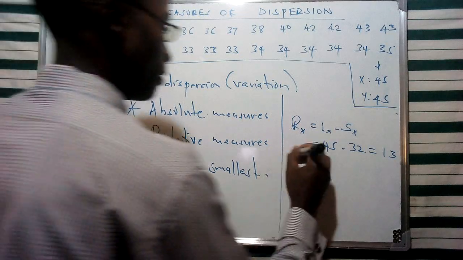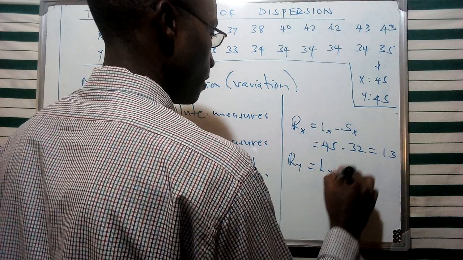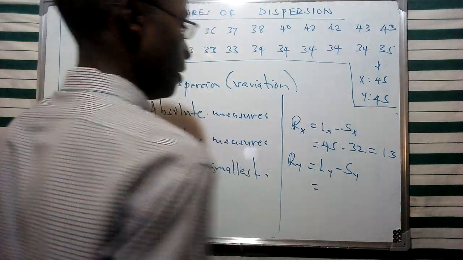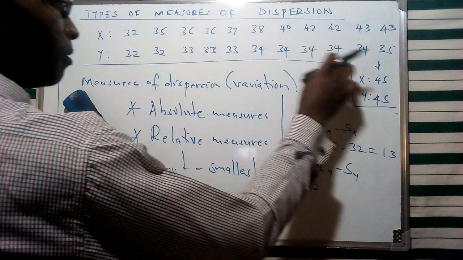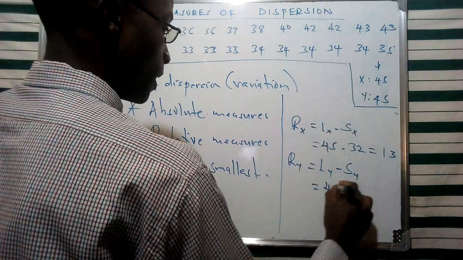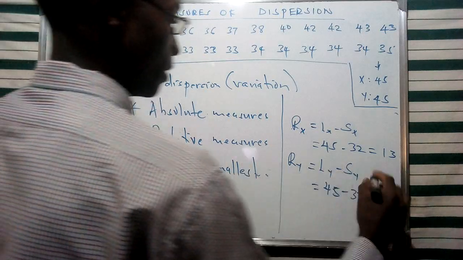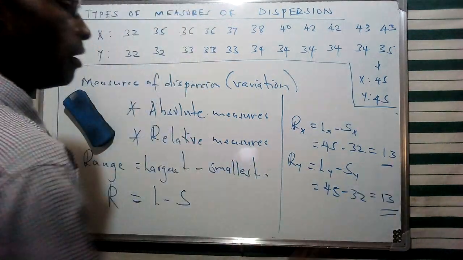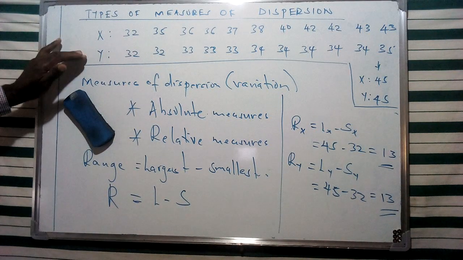For the second distribution, we can also compute the range by taking the largest value for y minus the smallest value for y. This is also the largest value of 45 minus 32 for the smallest value. As we can see, the numerical value for the range of these two distributions is the same.